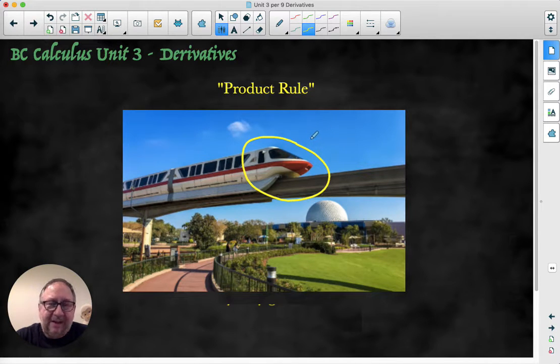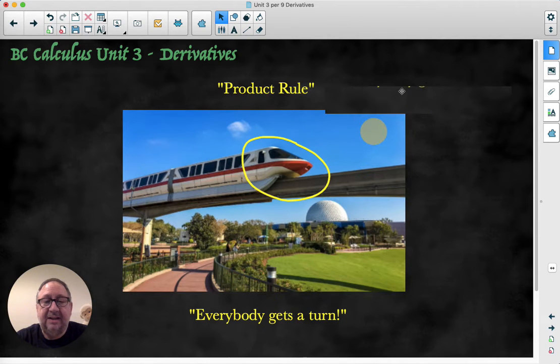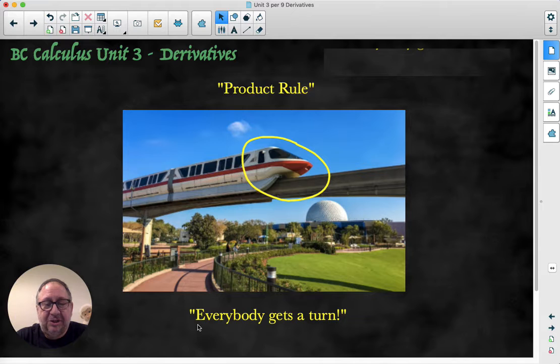In the very front, they couldn't really seat a lot of people. So we would get into fights, my brother, my sister, and I, of course, over who gets to sit in the front, until my parents came up with what I guess is a pretty standard rule. They decided everybody gets a turn. And what does that have to do with the product rule? Well, actually kind of a lot.